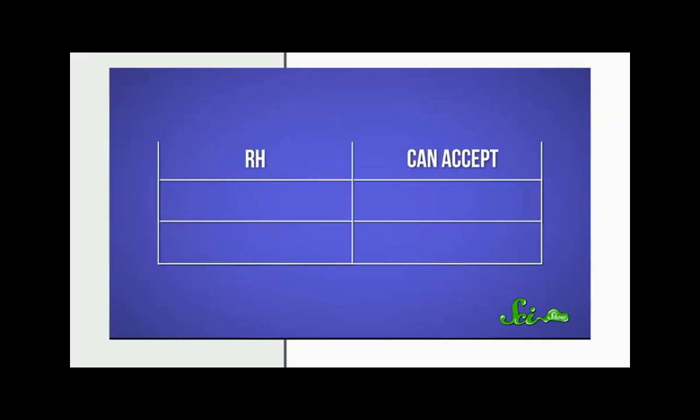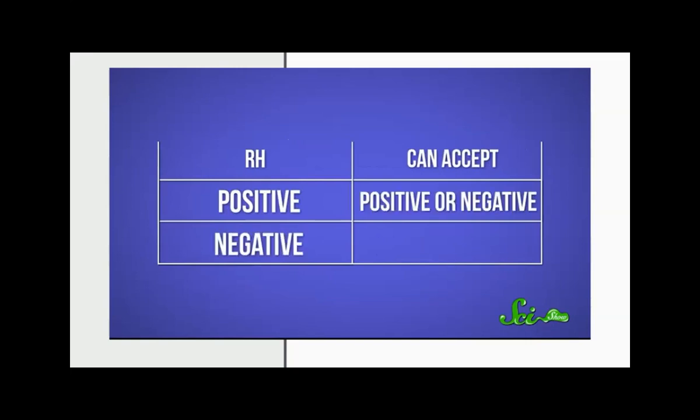And as for the Rh antigens, people with positive blood types can accept either positive or negative blood. But negative types are safest taking only negative blood, because while they can tolerate positive blood, they can do it only once. After that, they'll form antibodies against the Rh antigens that they received, which means they can never accept positive blood again. The human body is so weird.